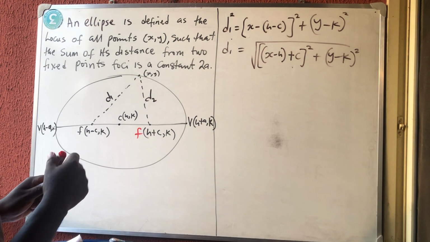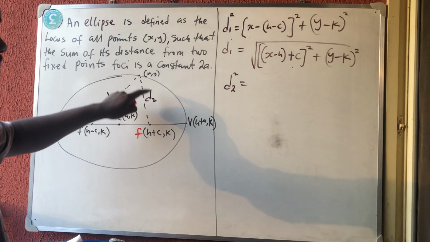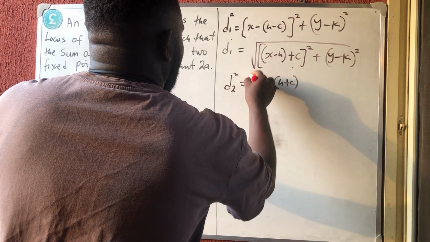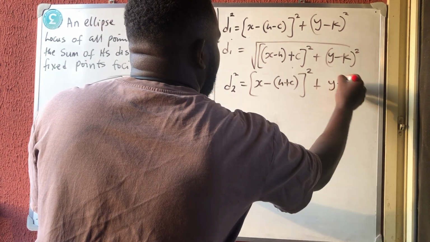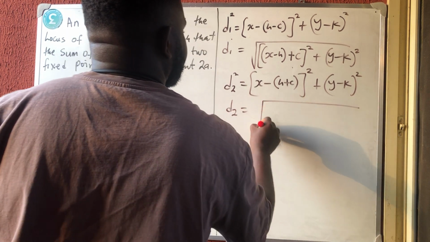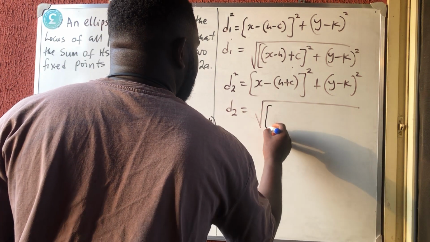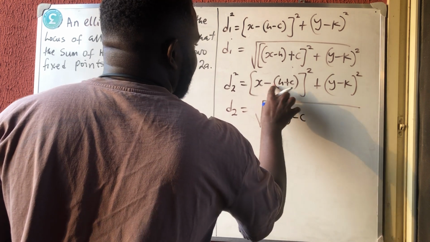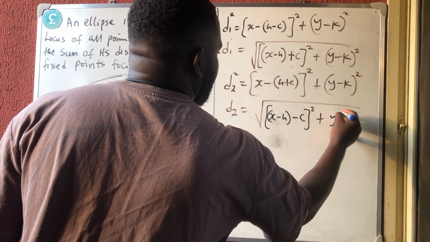Let me get my d2 and know what my d2 will give me. My d2 all squared should be the same thing, x minus the side of x, so x minus h plus c all squared, plus y minus the side of y, which is y minus k all squared. If I clear this, d2 is the square root of, let me bring them together, x minus h, then minus c, because minus this, minus this, minus. So I'm having all squared plus y minus k all squared.